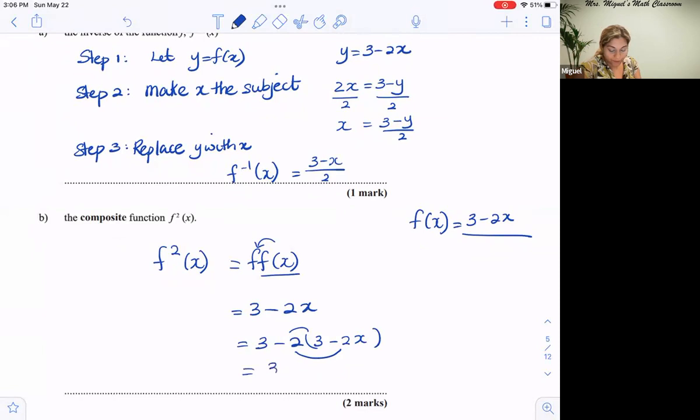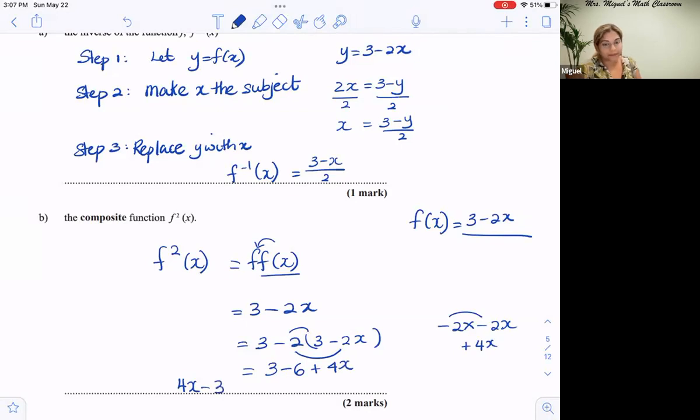So here we have 3 minus 6 and negative 2 multiplied by negative 2x. This will form a plus, so we get plus 4x. Now, we have to simplify our answer. There's only one term in x, so that is 4x. We could use our calculator again, 3 minus 6 to give us minus 3.